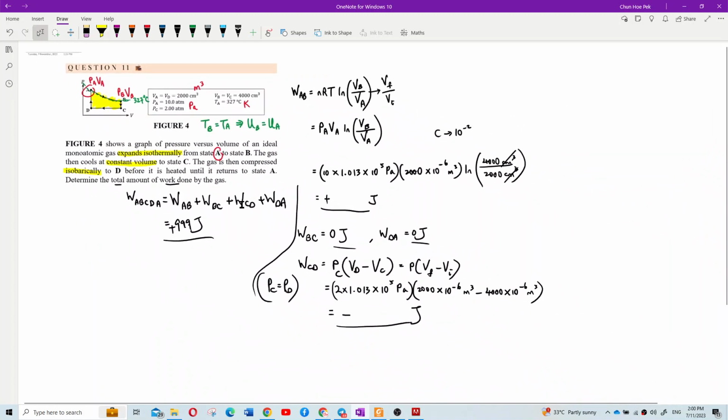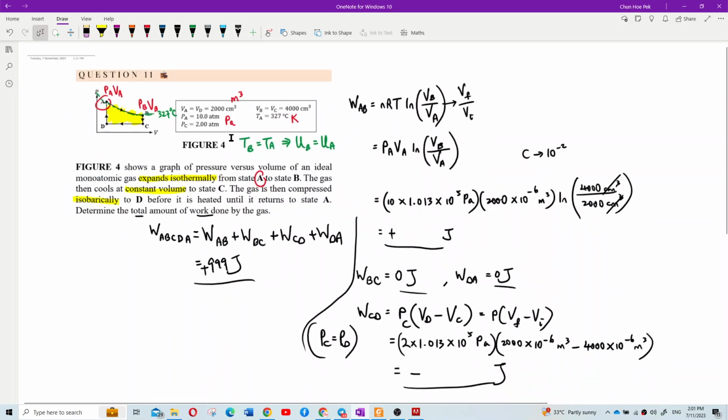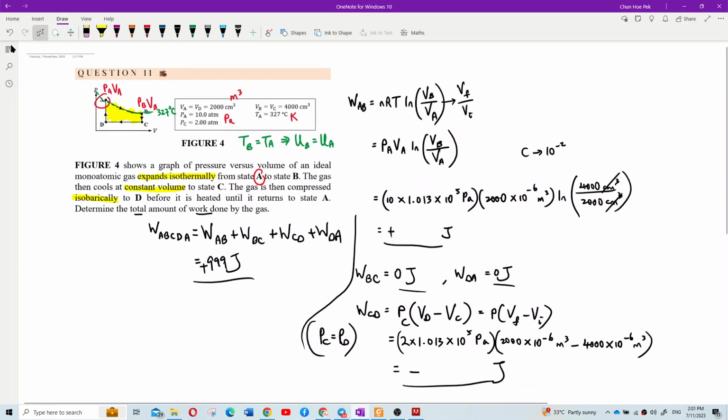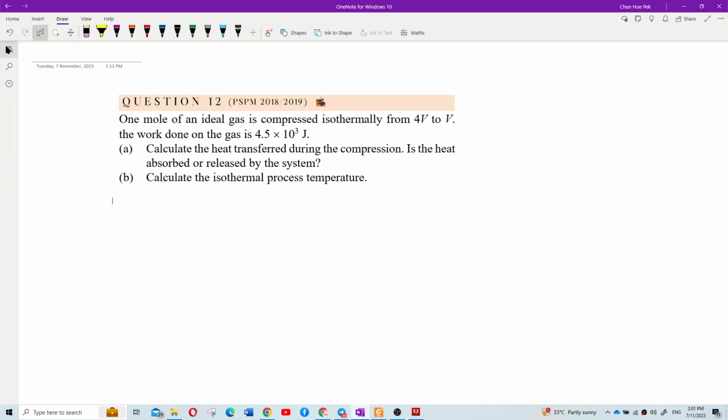Okay, everyone, class. Boleh? Important thing is you must change to Pascal, meter cube, Kelvin, semualah. Itu mesti tukar ke SI unit sajalah. Itu yang penting, ya. Okay, last question. Then we can finish once and for all. Okay. Yeah. 1 mole of ideal gas is compressed isothermally from 4V to V.